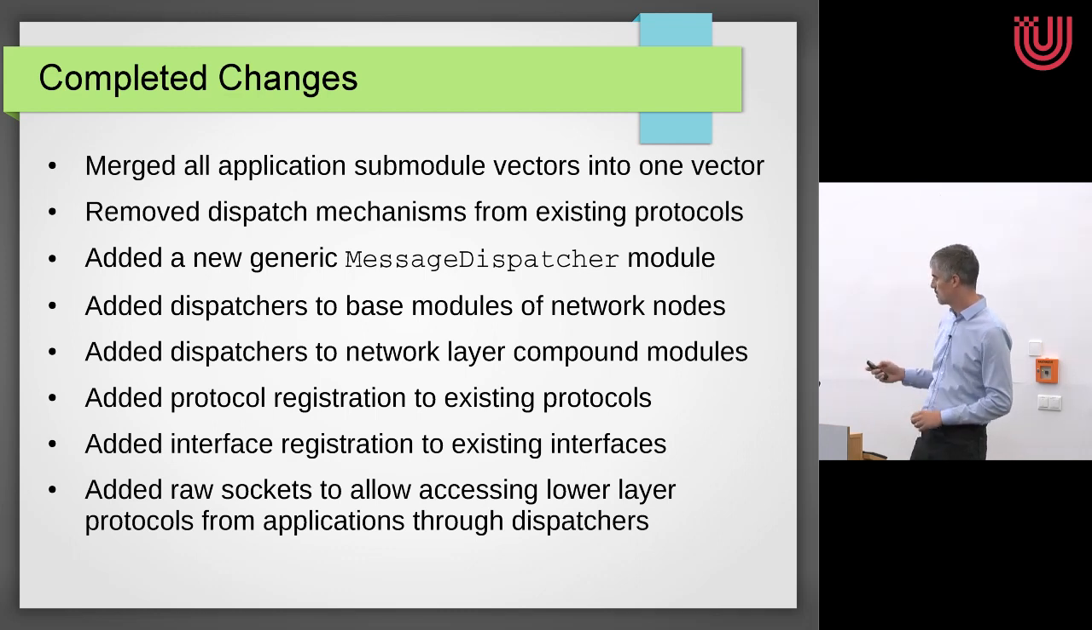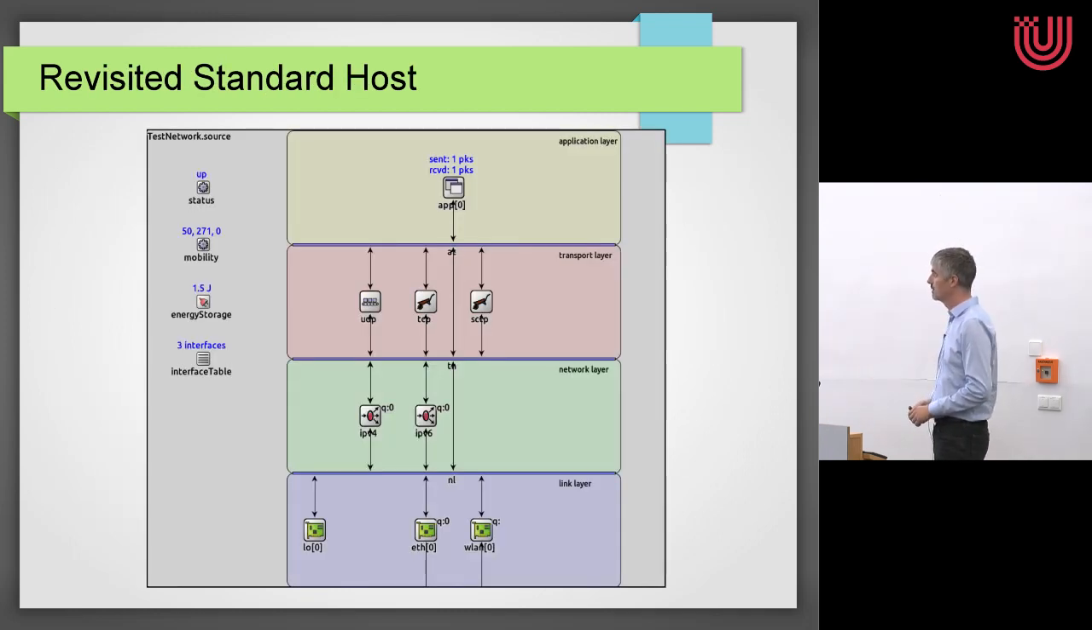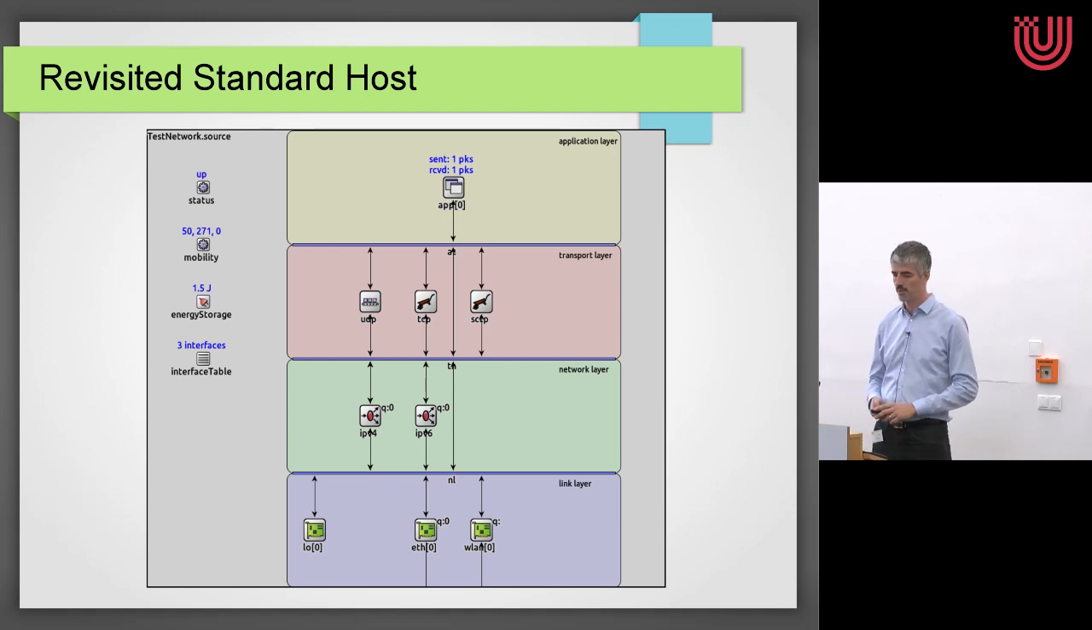This slide just shows a quick overview of how the new standard host looks. And these are the dispatchers here, these blue lines between the layers. Actually, even in the network layer, there are dispatchers because there are multiple protocols communicating with each other. And this shows that the application is able to communicate even with the Ethernet interfaces directly, or to the IPv4, or to any transport protocol. This is a simplified version, by the way, but it just shows the new structure for standard hosts.